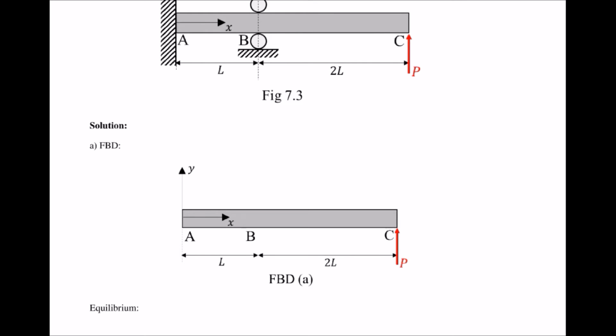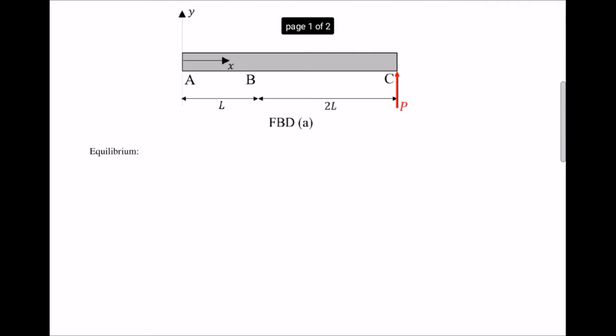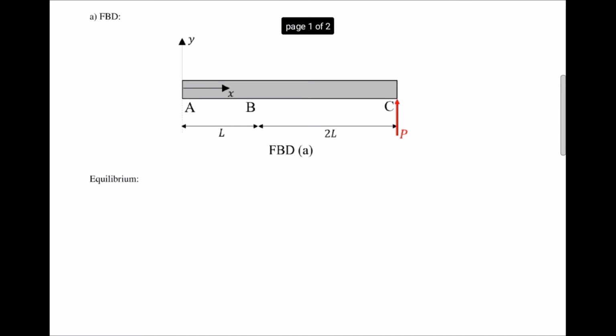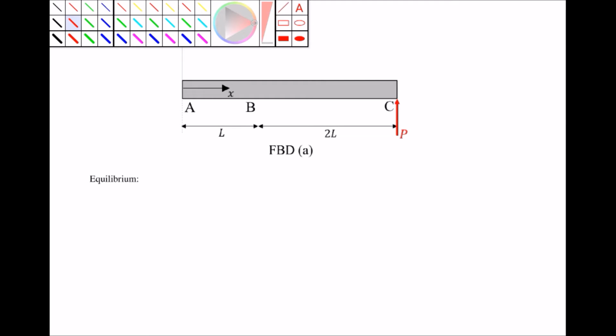Part A of the problem asks for the free body diagram of the beam. There is already an applied load P at end C. Let's call the reaction from the roller By, and the reactions at end A, Ay and a reaction moment Ma.